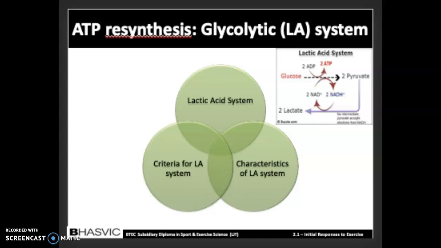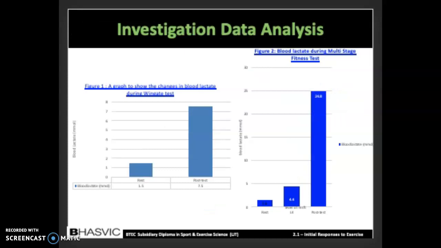These are 2 tests showing the changes in blood lactate during a Wingate test and a multi-stage fitness test. As you can see in the diagrams, whilst performing a Wingate test and a multi-stage fitness test, the levels of blood lactate change. In figure 1, at rest, the blood lactate is 1.5 millimoles, however post-test is 7.5 millimoles. This can suggest that whilst the performer is at rest, they are working aerobically and supplying energy to the muscles via the aerobic glycolysis energy system, hence why there is a little amount of blood lactate, 1.5 millimoles.